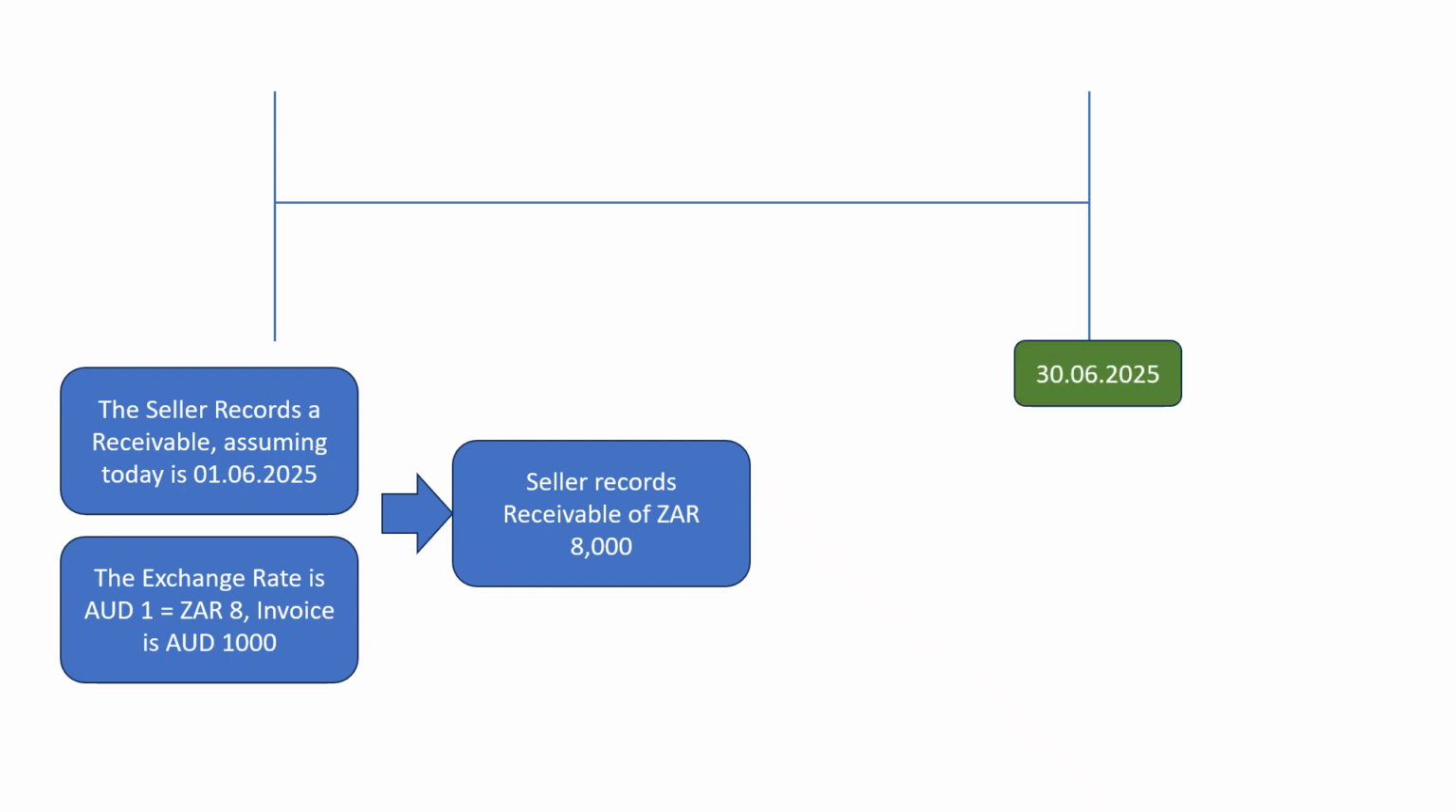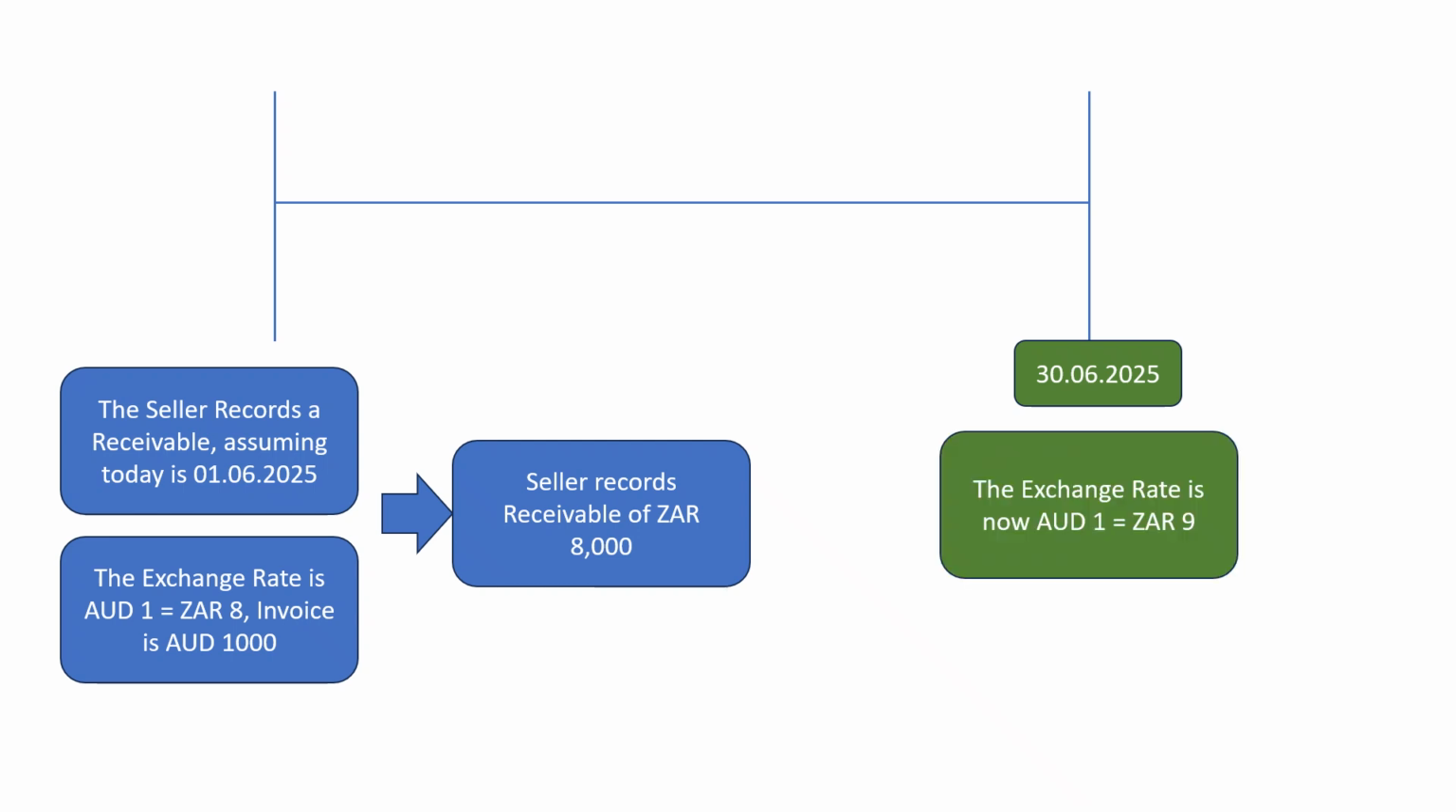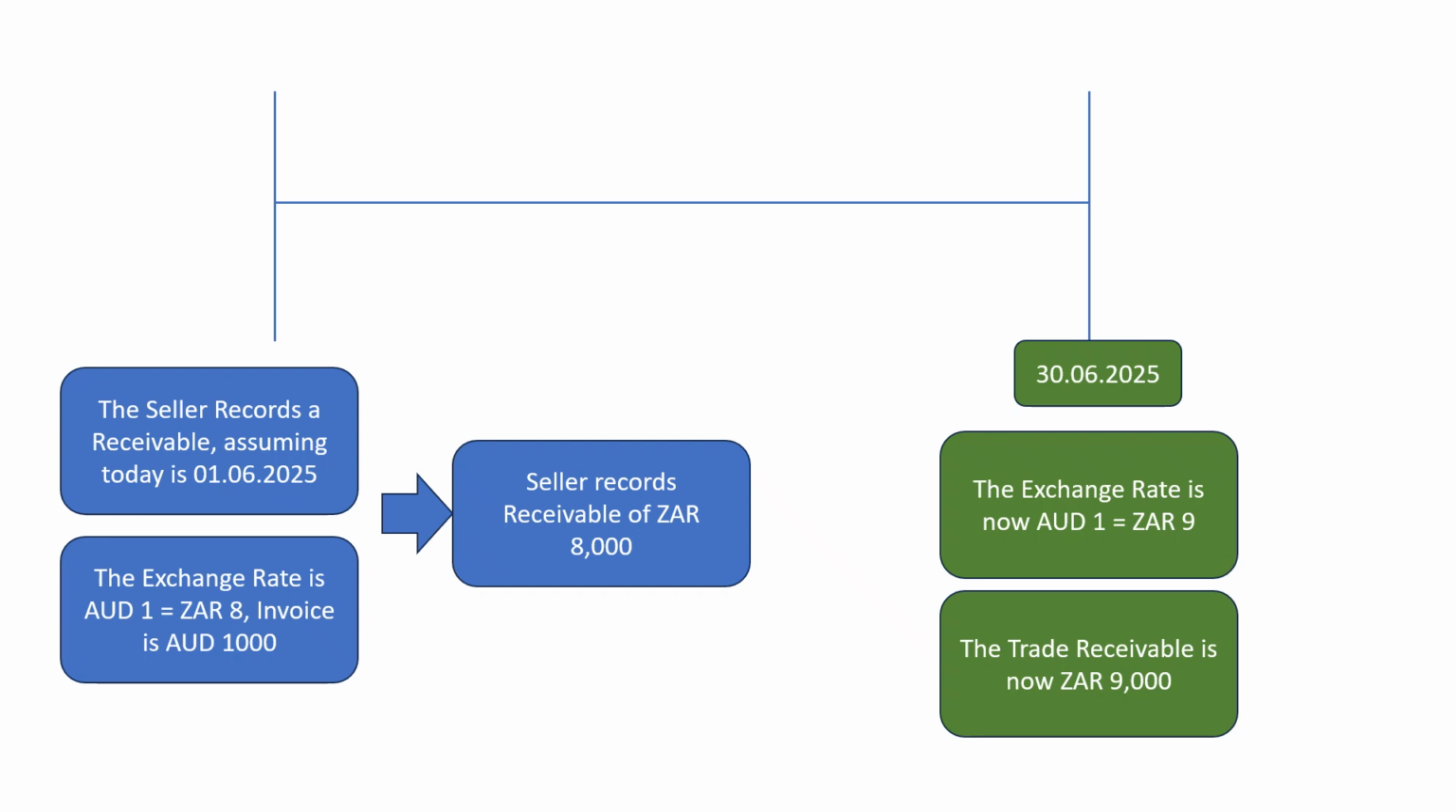Fast forward to 30th June 2025. Let's say this is the end of the financial period for the seller. So we have to translate the balances. The exchange rate has now moved to 1 Australian dollar being equivalent to 9 South African rand. So the deal here is this. The new amount is now 9,000 South African rand.